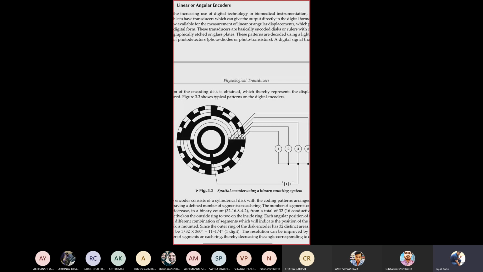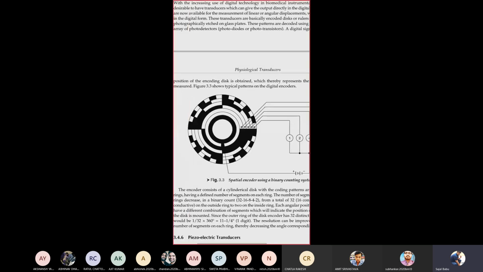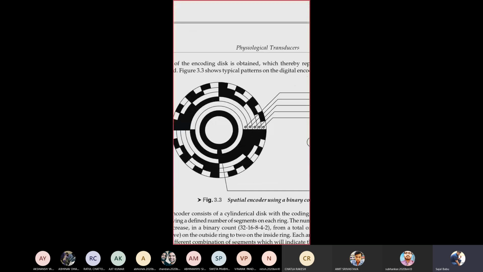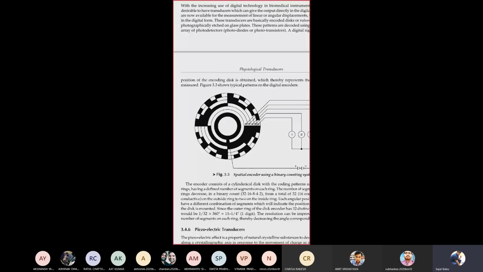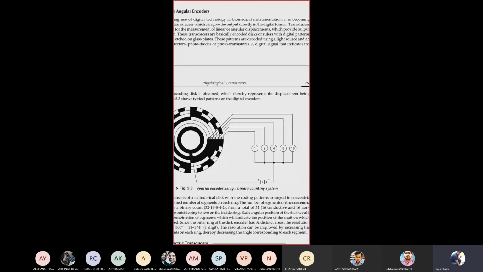How it converts is that you place this encoder on a shaft. Let us consider we have a shaft and we want to measure its linear displacement. So we place this encoder on the shaft, and you can see we have placed some digital counters here. Whenever the shaft moves and stops at a particular position, this counter will measure how many lines are aligned.